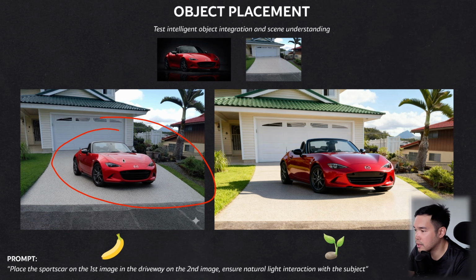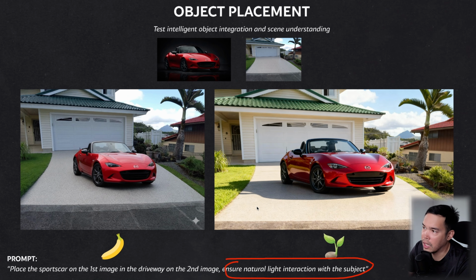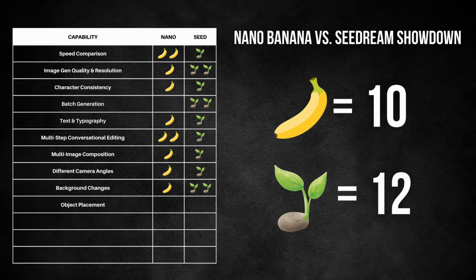Now I tested this again with different use cases, and they both perform pretty well and you can get passing results. It's just that each model has a different approach to how they're placing objects and reacting to the prompt, specifically with the ensure natural light interaction part. Seedream tends to change the lighting from the base image, while Nano Banana can keep it tighter and closer to the original images you gave it. So for the object placement test, we give a score of 1 for each, which brings us to 11 for the banana and 13 for the seed.